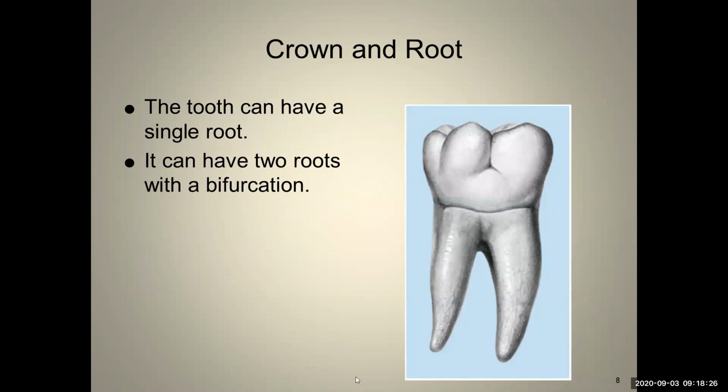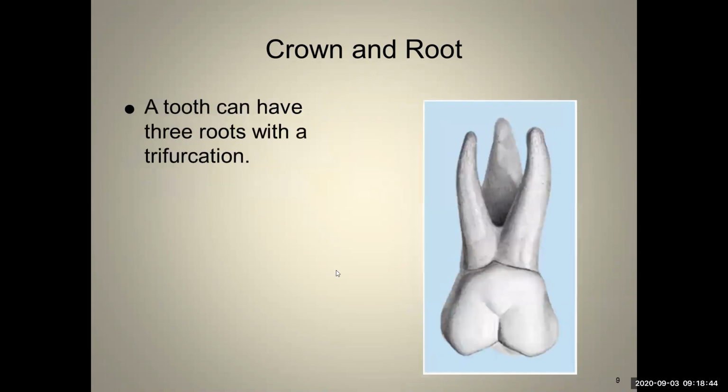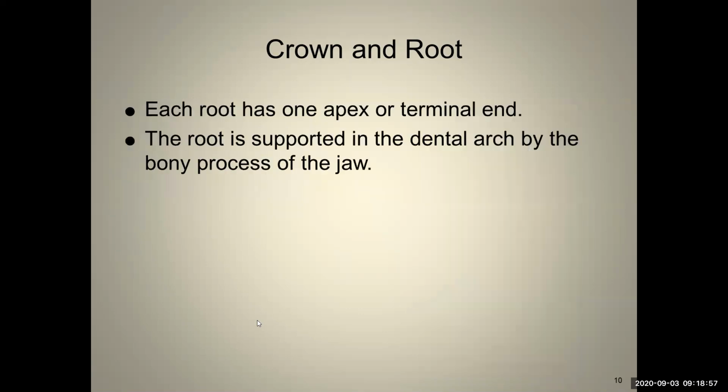So the tooth can have, let's talk about the roots, a single root or multiple roots. If it has two roots, the roots are separated by what we call a bifurcation, bi meaning two. If it has three roots, 1, 2, 3, it's called a trifurcation. Bi for 2, tri for 3. Each root has one apex or terminal end.